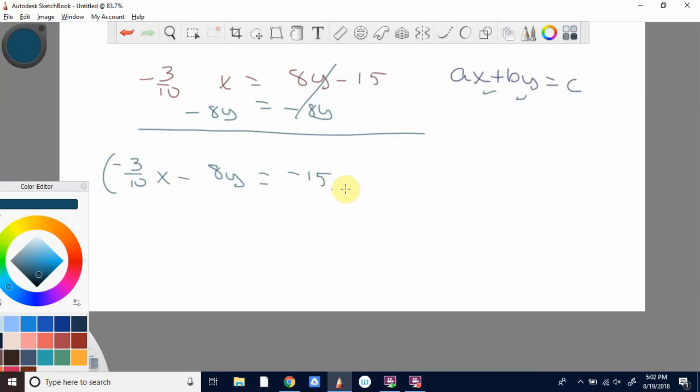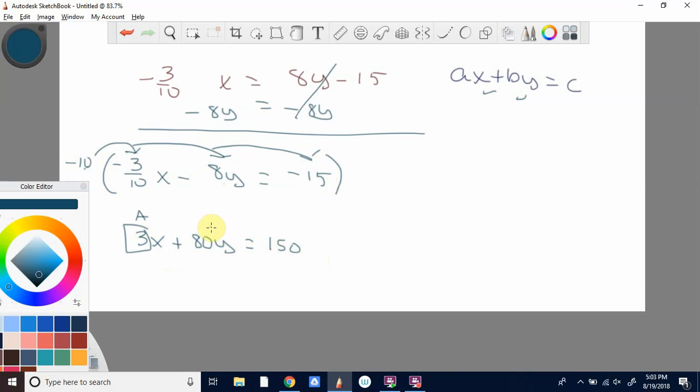So to get rid of this, I'm going to multiply the entire equation by -10, which means I distribute it to all 3 terms. -10 times -3/10. Negative times negative is a positive, so my positives cancel. 10 times 3/10 x, the 10's cancel, so I'm left with 3x. -10 times negative is a positive. 10 times 8y is 80y. -10 times negative 15 is positive 150. So now it's in the ax plus by equals c form.